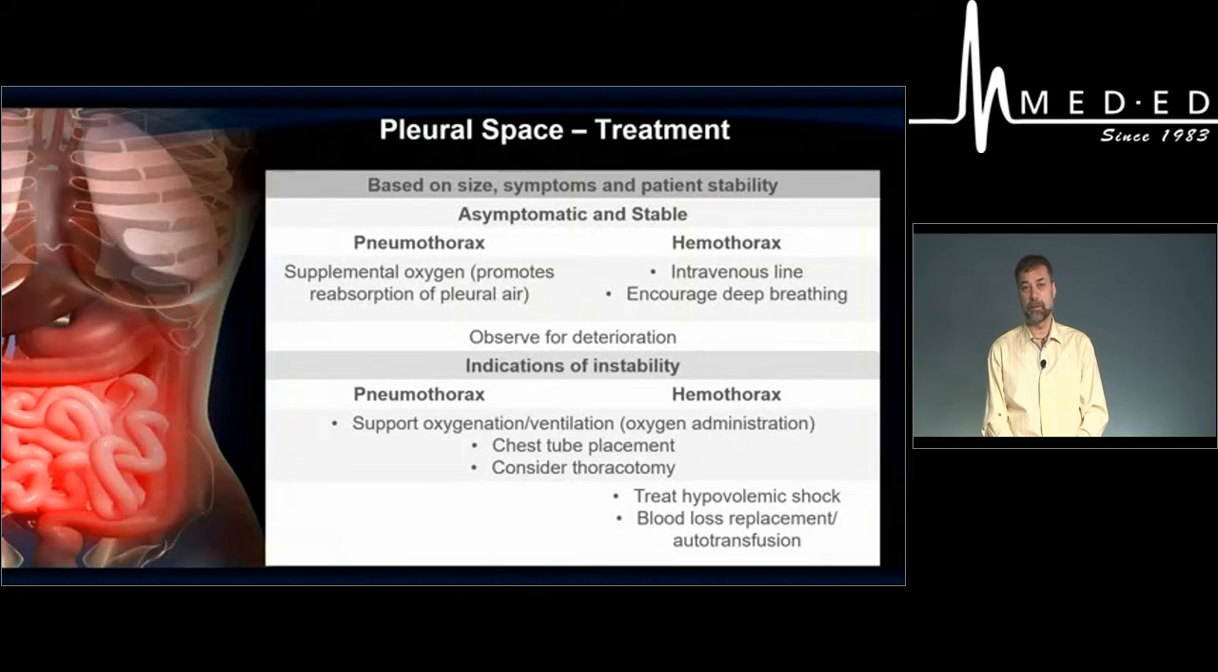While we're waiting for chest tube placement, you'll want to support the patient with supplemental oxygen or sometimes even intubation. And for a really large hemo that's arterial, where you've got like 1,500 mLs of blood or whatever, a thoracotomy may be required. Now for your large hemos, you're also going to need to give them fluid replacement, treat hypovolemic shock, and then consider autotransfusion for the really, really large hemos.